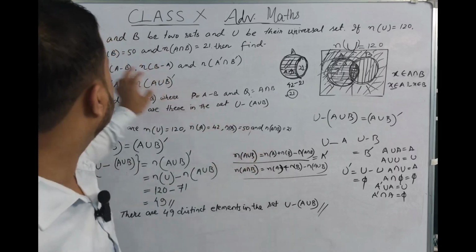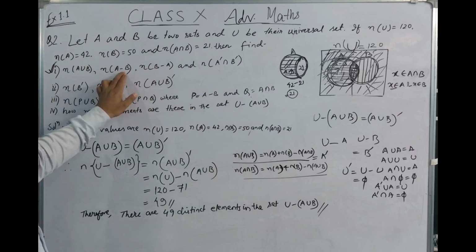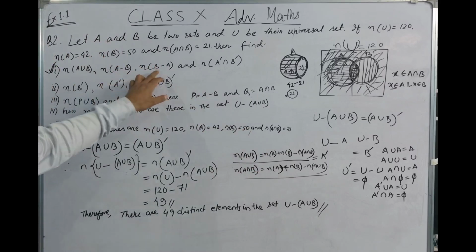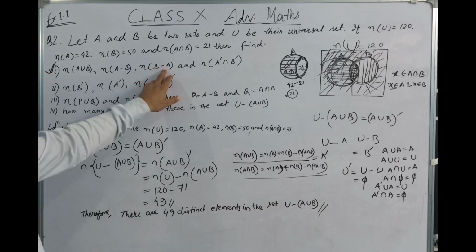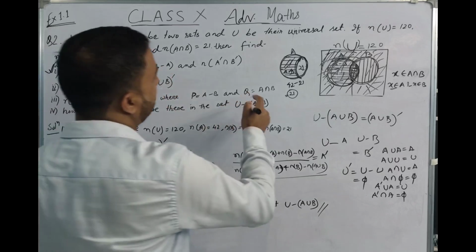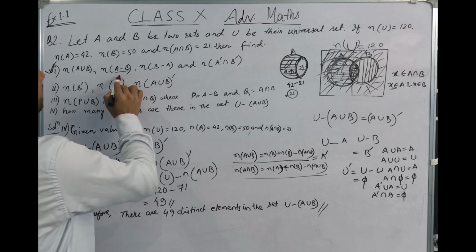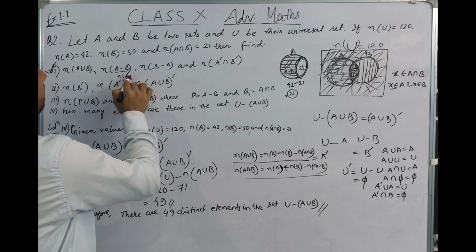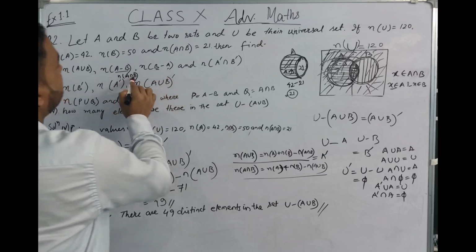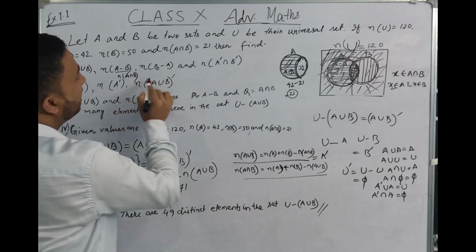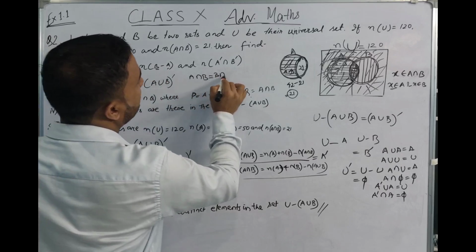So this is the formula. Then number of A difference B is equal to number of A minus number of A intersection B. B difference A is number of B minus number of A intersection B. You might ask, sir, for A minus B you took A intersection B, but here it is B difference A, so why are you taking A intersection B instead of B intersection A? Because A intersection B is equal to B intersection A.